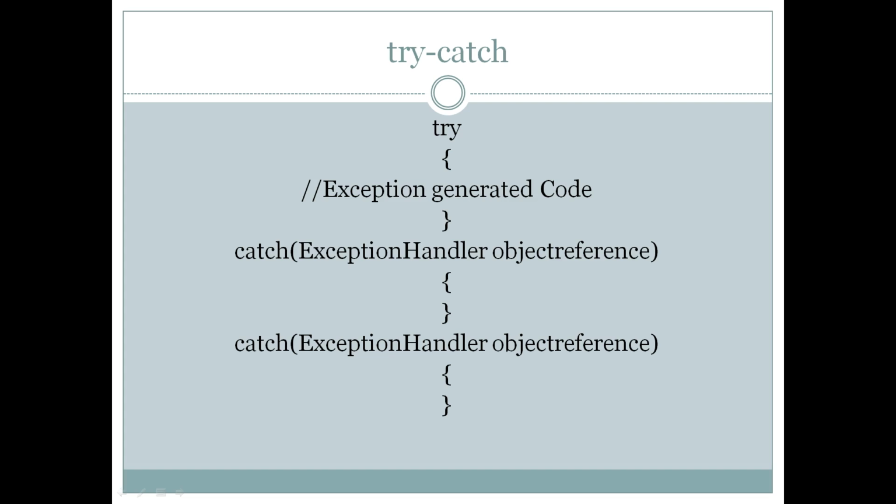If no exception handler is related to that exception, the program will be terminated immediately and it will be handled by the JVM. Now we can discuss an example related to these try and catch blocks.